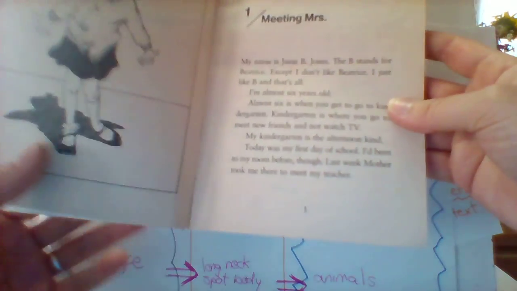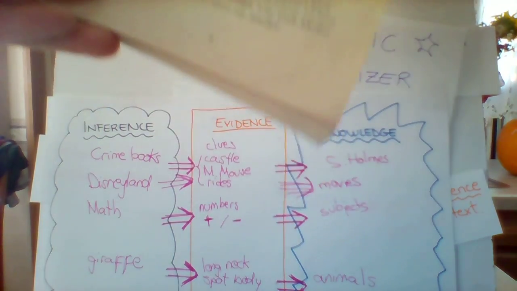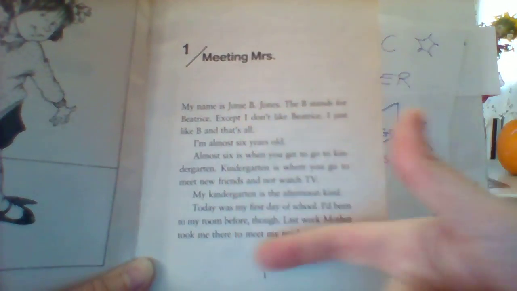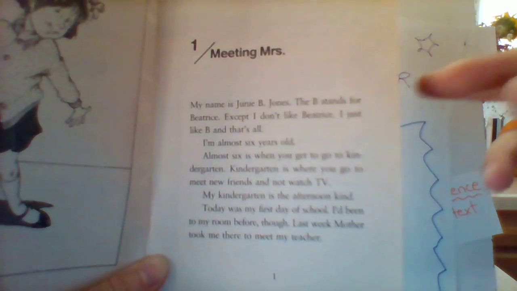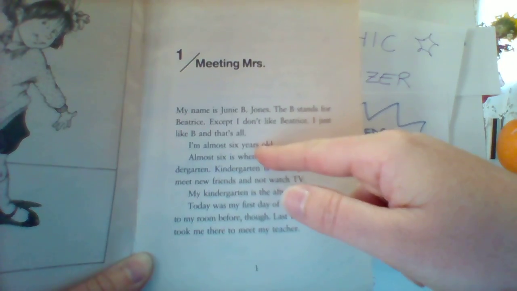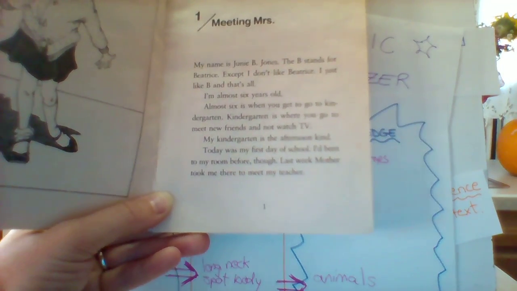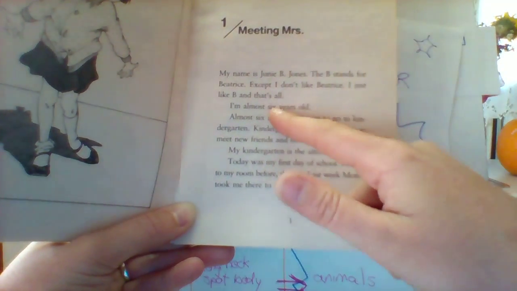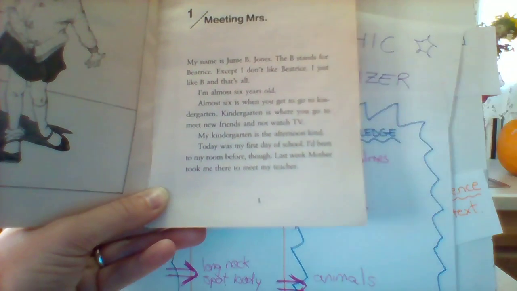In my first page, I can make some inferences from here. Let's see. I can infer by what we read in page 1 that Johnny is a kindergartner. How do I know? I know she's almost 6 years old. That would be my evidence. And she's in the first day of her school. So if she's almost 6 and she's going to kindergarten, she is a kindergartner.